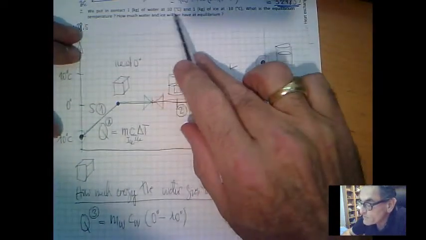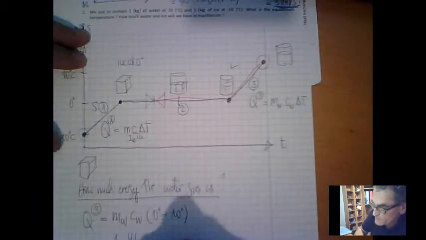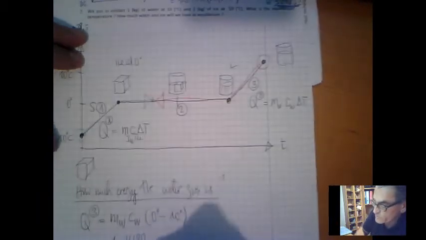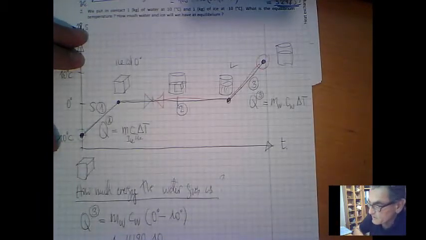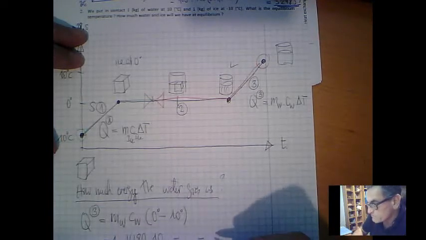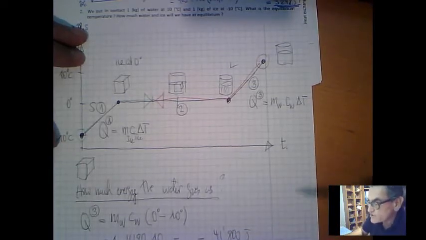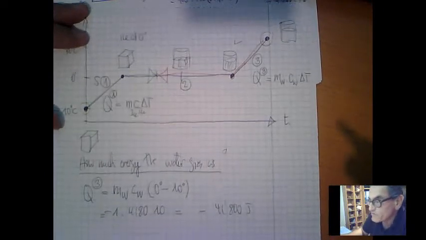And now let's put in the real data. We have 1 kilo of water at 10 degrees, so this is 1. The C of water is 4,180 times 10 times minus 10. This is going to be minus 41,800 joules. Okay, this is the energy that we are getting from the water.